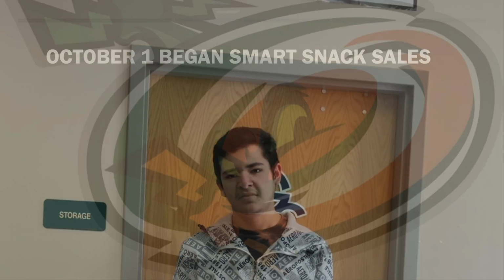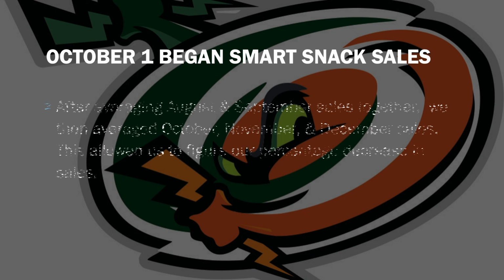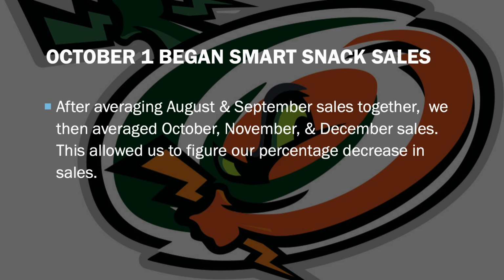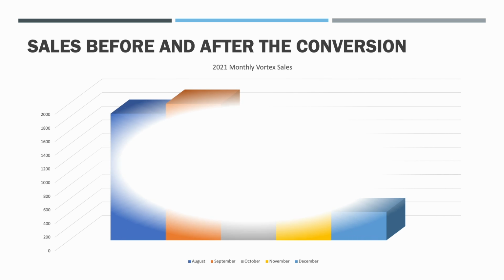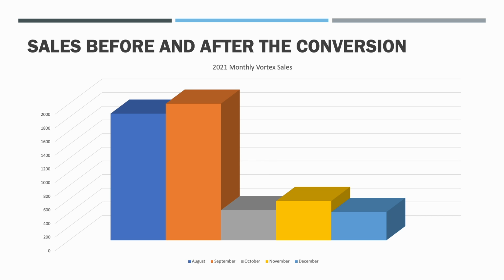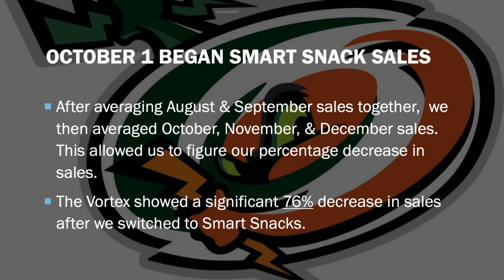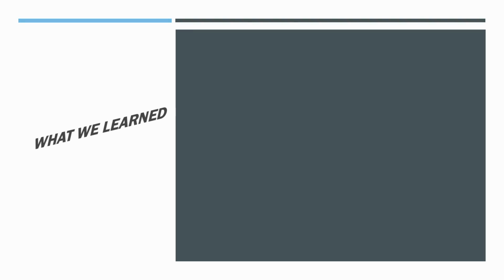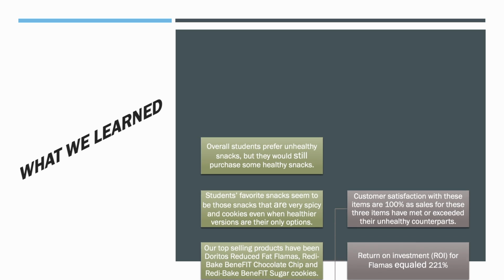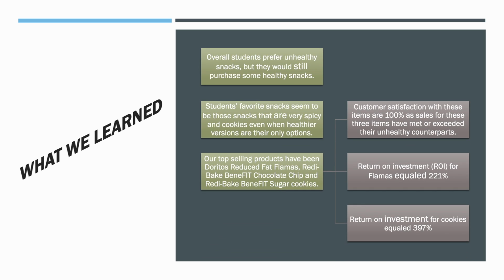After averaging August and September sales together, we then averaged October, November, and December sales. This allowed us to figure out the percentage decrease in sales. The Vortex showed a significant 76% decrease in sales after we switched to Smart Snacks. Overall, students prefer unhealthy snacks, but they will still purchase some healthy snacks.